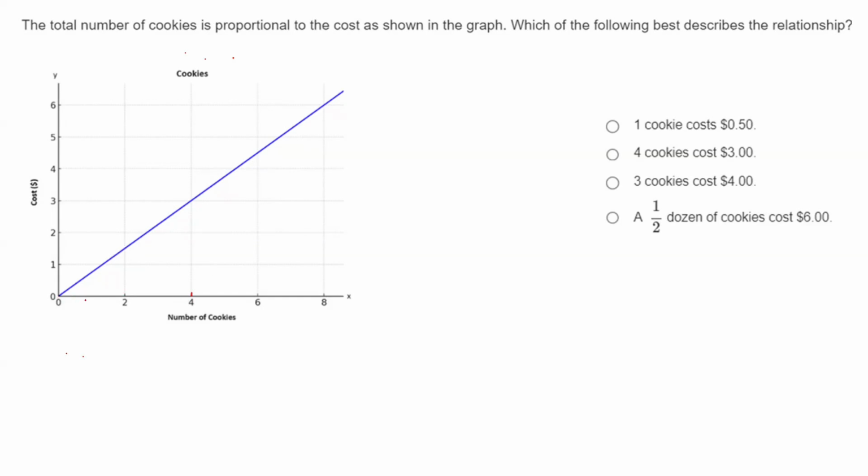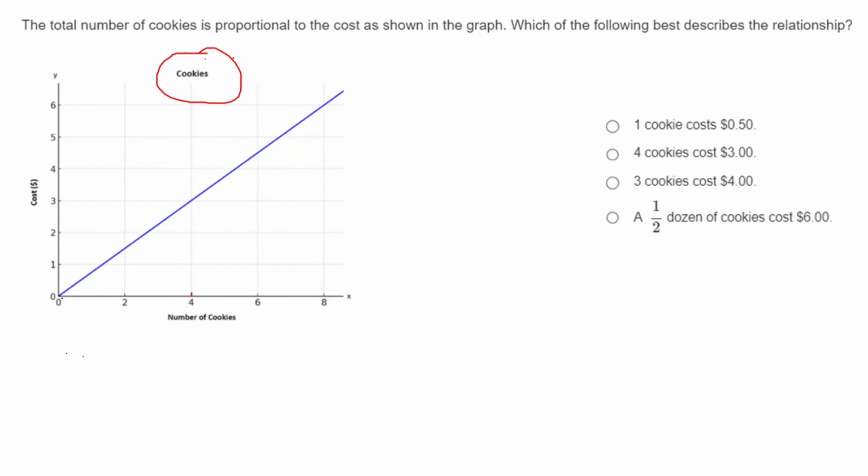So the horizontal line at the bottom where we have the x is our x-axis, which represents the number of cookies, and our vertical line over here where we have our y is our y-axis, and this represents the cost in dollars. And this is our title here, cookies. So the graph is about cookies.